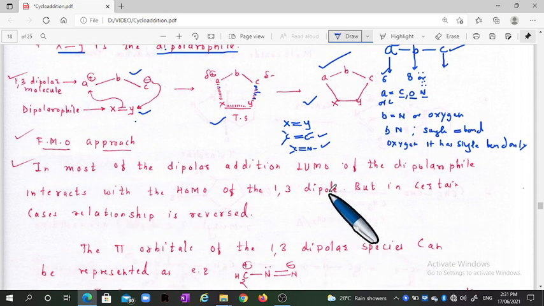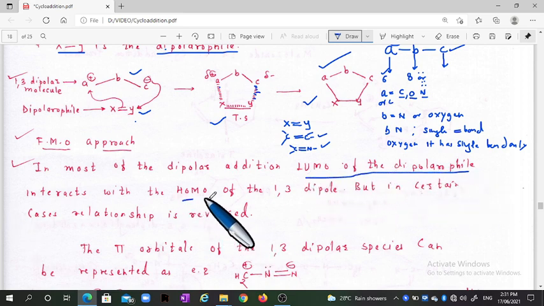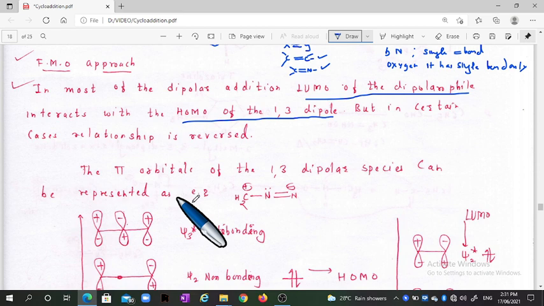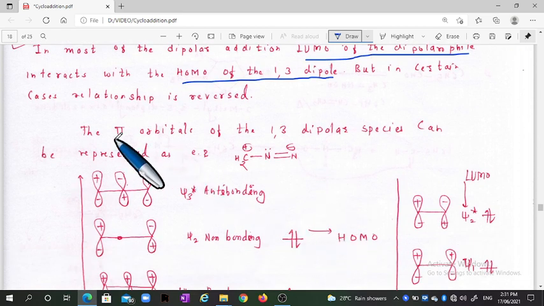Let us discuss about the FMO approach. In FMO approach, most of the time we will use the LUMO of the dipolarophile and HOMO of the 1,3 dipole molecule. But in certain cases, the relationship is reversed. In those cases, we will use the HOMO of the dipolarophile and the LUMO of the 1,3 dipole molecule. But most of the times we will use the LUMO of the dipolarophile and HOMO of the 1,3 dipole molecule. Let us discuss one example.